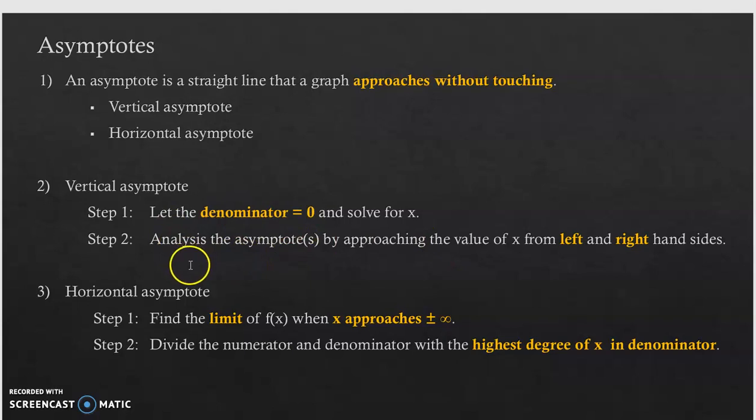This is the analysis. And for horizontal asymptote, we will find the limit of f(x) when x approaches positive and negative infinity. So how are we going to solve this limit? We divide the numerator and denominator by the highest degree of x in the denominator. Let's look at one example.